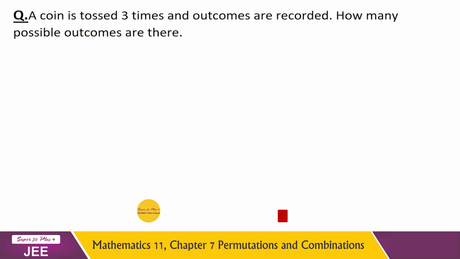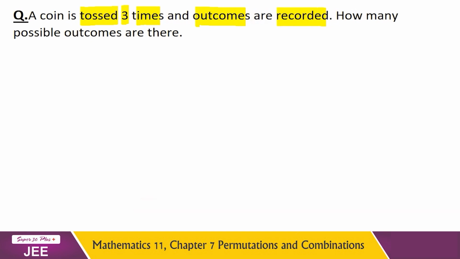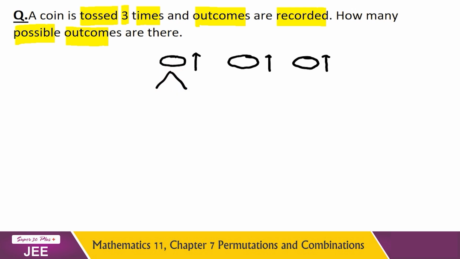It says a coin is tossed 3 times, and outcomes are recorded or observed. How many possible outcomes are there? So the total number of possible outcomes has been asked when a coin is tossed 3 times. Alright, so see, when you have tossed the coin for the very first time, how many outcomes are possible?